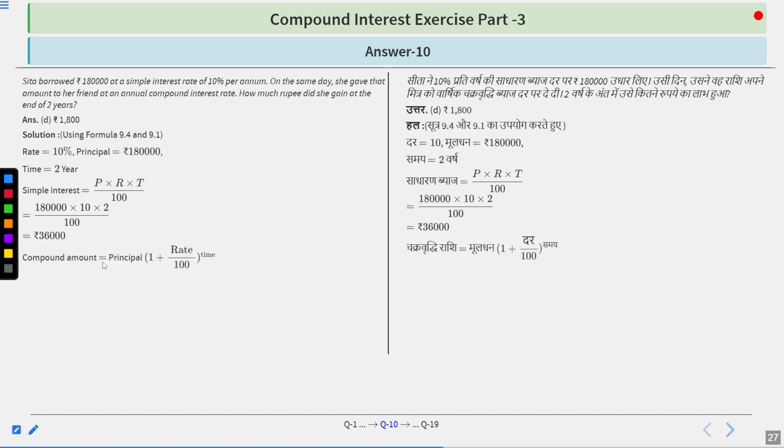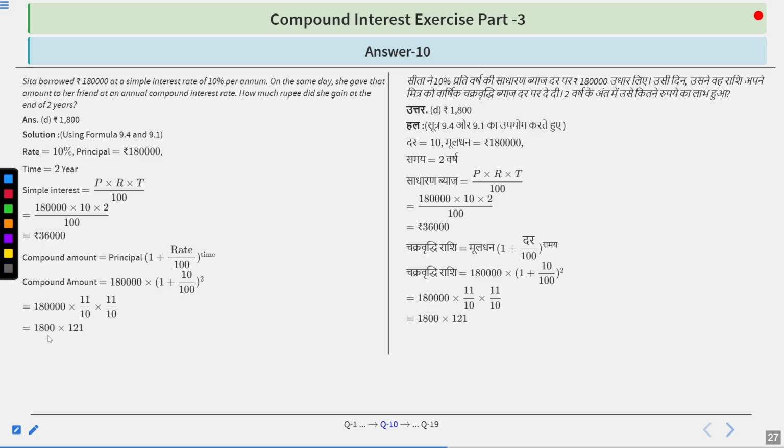Now the compound amount is equal to principal into 1 plus rate upon 100, whole power time, that is formula 9.4. So the compound amount is 1,80,000 into 1 plus rate 10% upon 100, and time was also 2 years. That is equal to 1,80,000 into 1 plus 10 upon 100, which is 11 upon 10, power 2. So 11 upon 10 into 11 upon 10. That is equal to 1800 into 121, because 11 square is 121, and the two zeros of 1,80,000 are cancelled out by 10 into 10, that is 100. That is equal to 2,17,800.